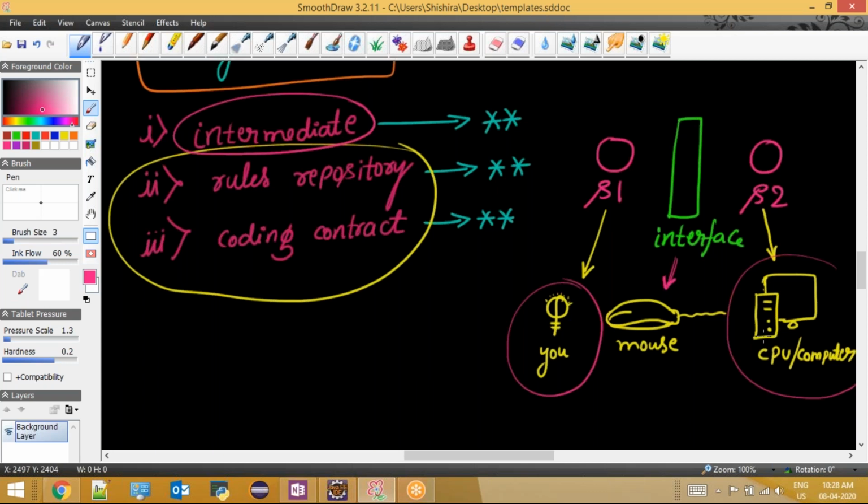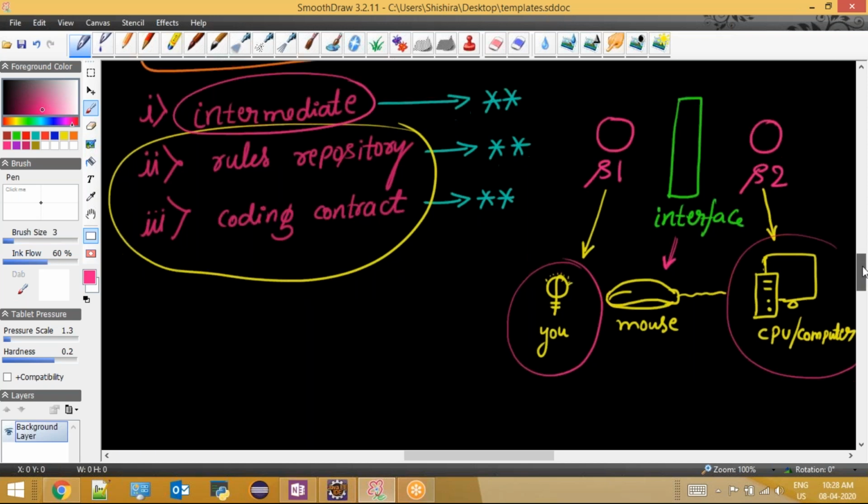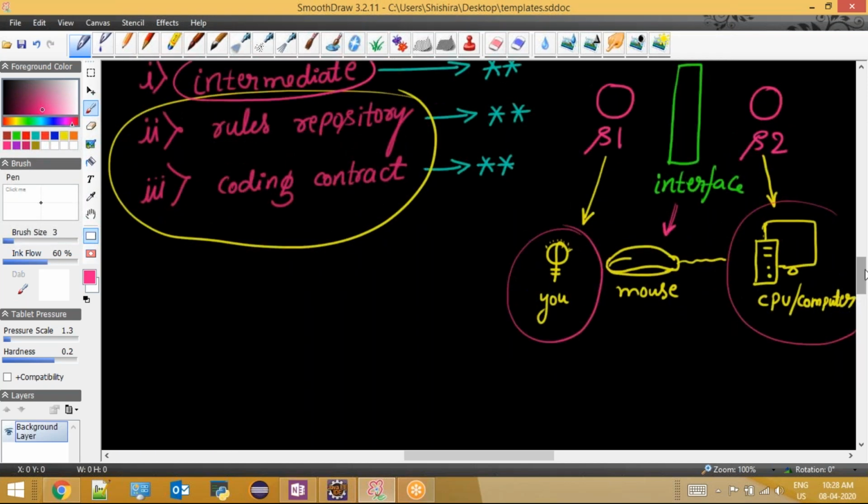Hopefully things are clear. Now if you closely consider these two systems, I'm going to introduce you to a new word. One system is considered as the consumer or the user. The system 2, so-called system 2, is considered as the service.